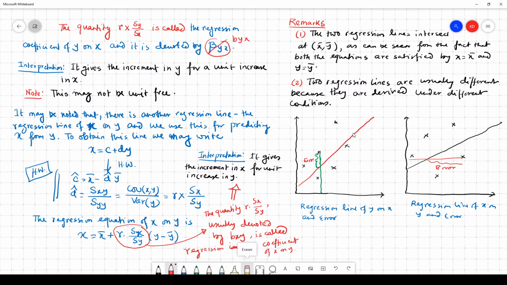So for finding this least square regression y on x, we minimize the sum of squares where the errors are parallel to the y-axis, and for finding the regression line of x on y, we minimize the error sum of squares where errors are parallel to the horizontal axis. We use two different conditions to find two different regression lines, because in one the errors are parallel to the y-axis and in the other parallel to the x-axis. So these are the two different conditions for finding the two regression lines y on x and x on y. That is why these two regression lines are not the same.